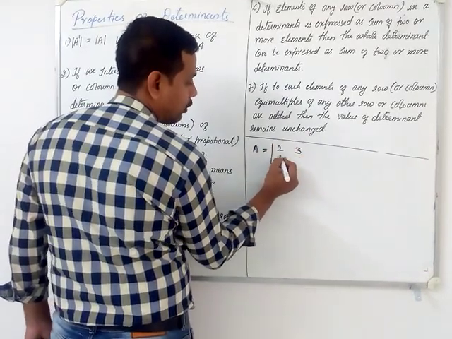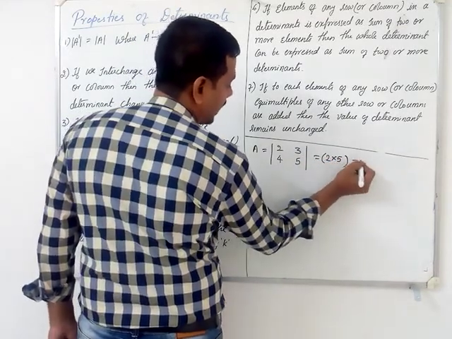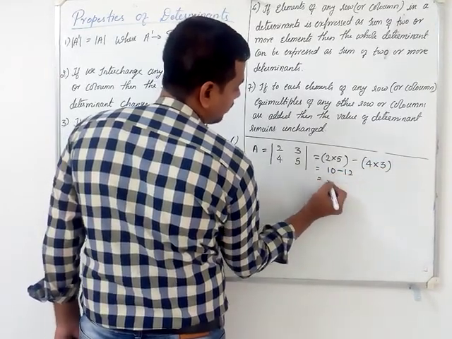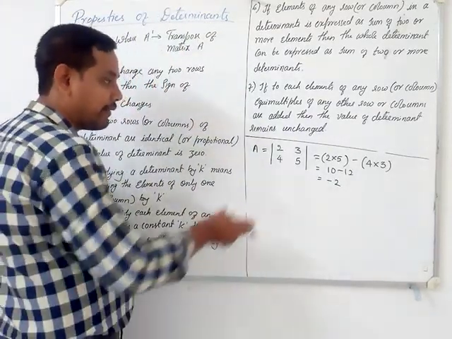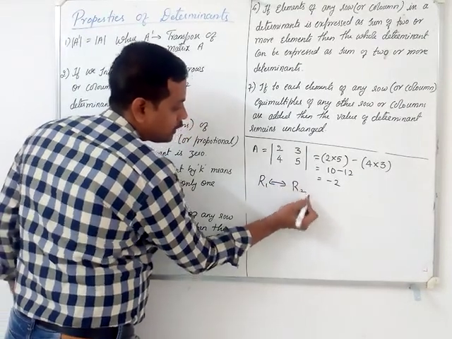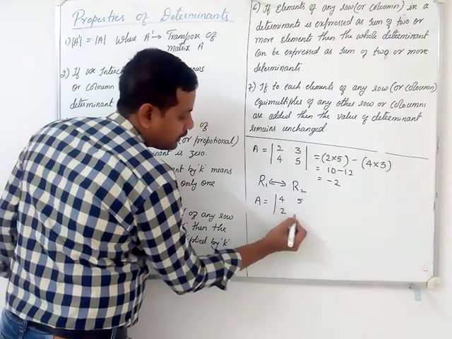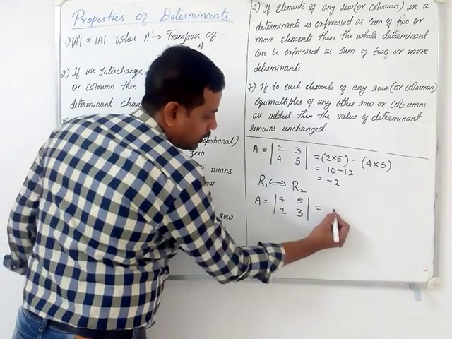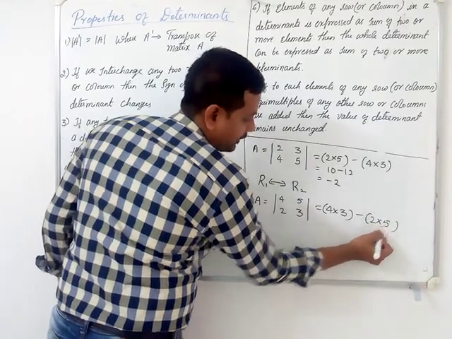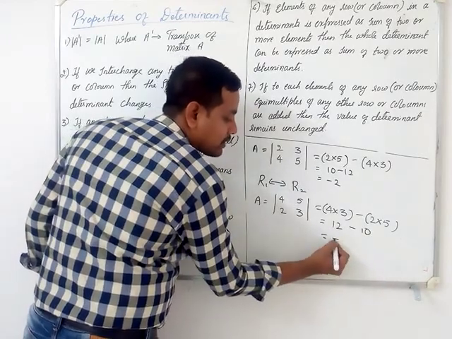For example, let us take the same thing, 2, 3, 4, 5. What was the value of this? 2 into 5 minus 4 into 3, so that is 10 minus 12, which is nothing but equal to minus 2. Now I will change the rows. Row 1 interchanges with row 2. Then what happens to A? 4, 5, 2, 3. So what will be its value? 4 into 3 minus 2 into 5. 4 into 3 we know is 12, 2 into 5 is 10, so 12 minus 10 is 2.